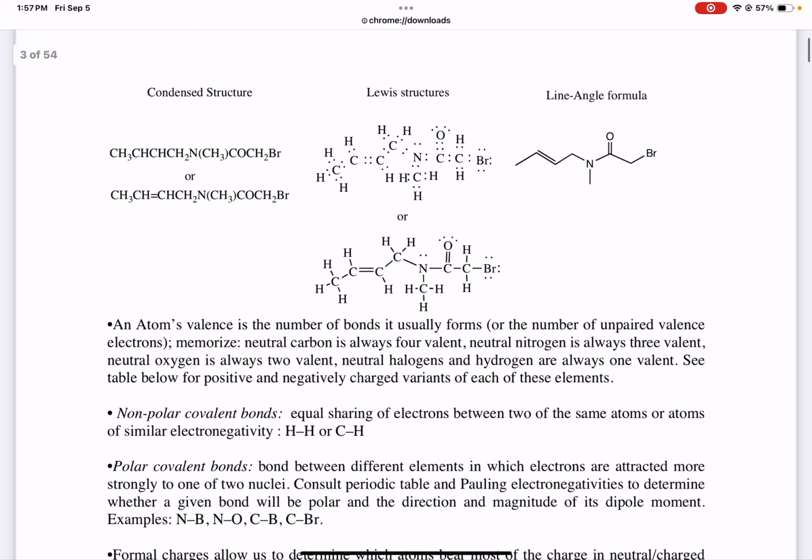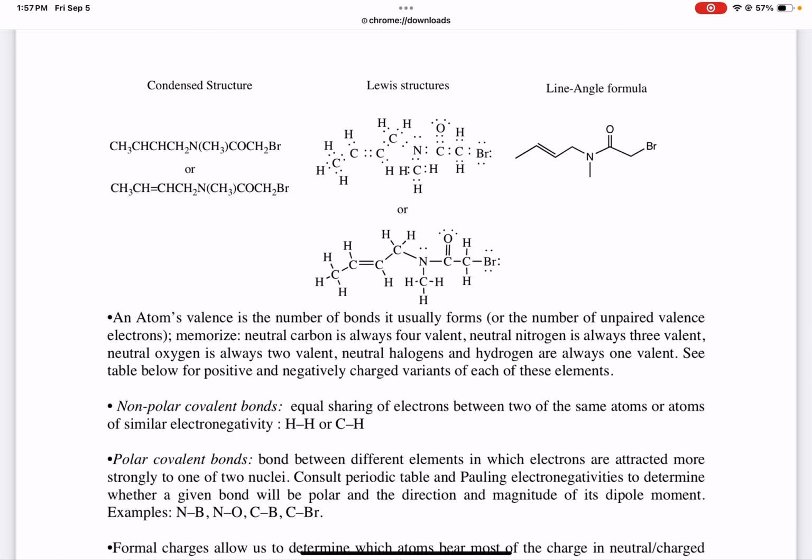Okay, so Lewis structure, here's an example, a very good one. You have the condensed structure, the Lewis structure when you show all the dots and how to connect them. And then the line angle formula, that's the best one because it's quicker. You don't have to write the carbon out, you don't have to write the hydrogens. You only have to write out what's not carbon or hydrogen, okay? So that's really nice about line angle formulas. Saves you a lot of time, okay?